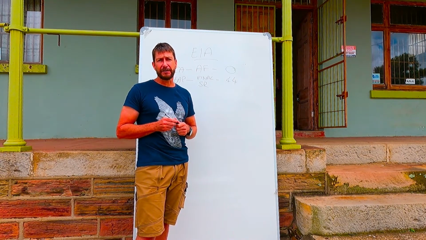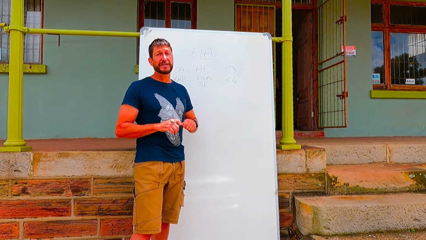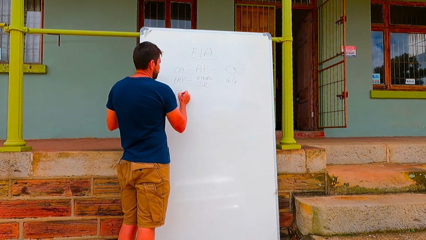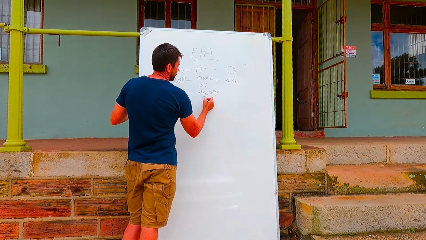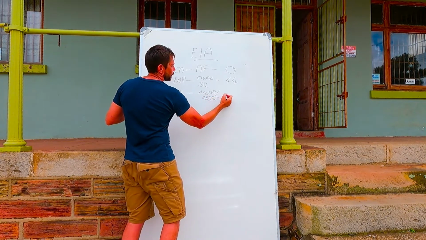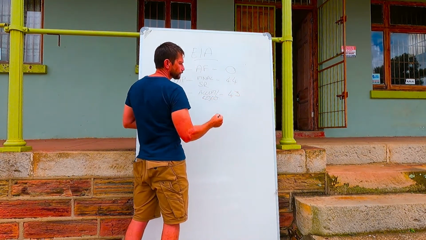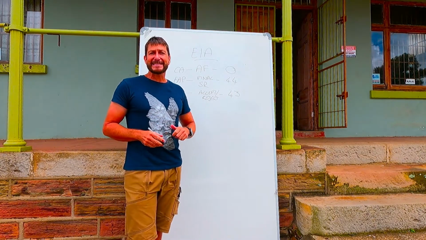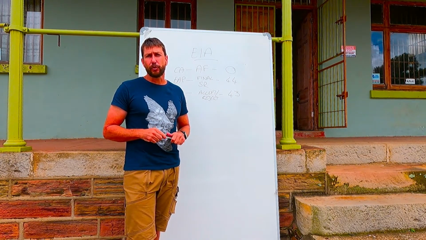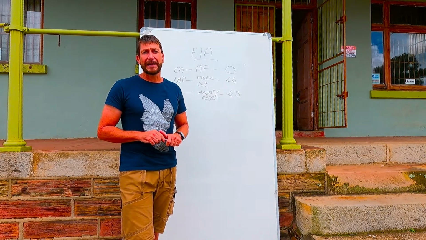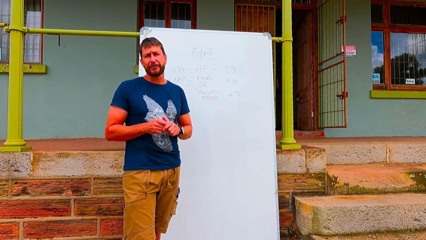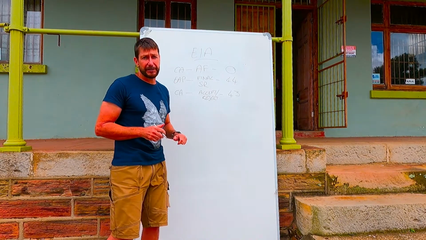Upon receiving the final scoping report, the competent authority then has to accept or reject it within 43 days. Upon accepting the final scoping report, the environmental assessment practitioner must complete the final environmental impact assessment report within 106 days, and included within those 106 days is another 30-day comment period.